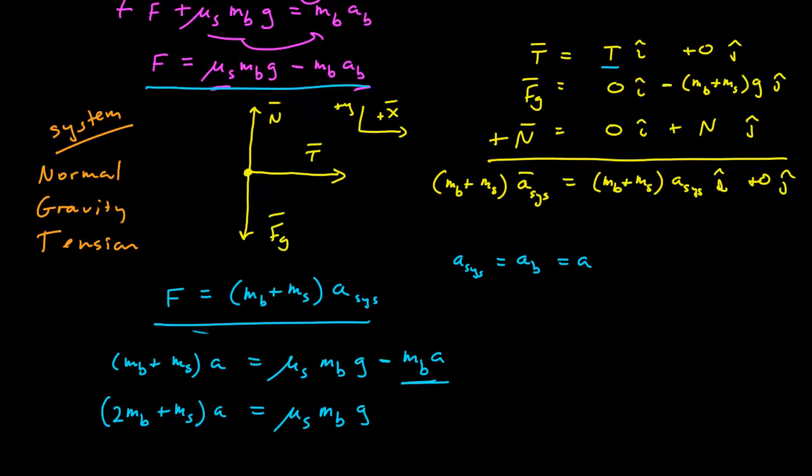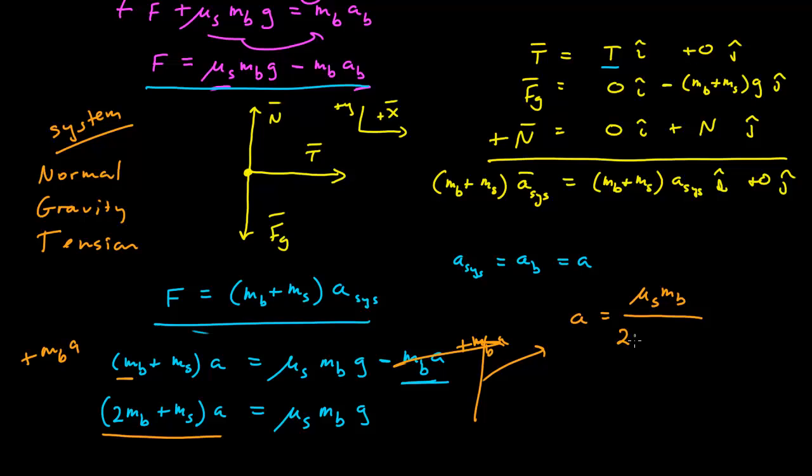And you see how that works if I add the mass of the block times A to each side. This cancels, and I get a second mass of the block term when I factor out the A and combine it with this. So that gives me now my acceleration. My acceleration is equal to the coefficient of static friction, mass of the block, over twice the mass of the block plus the mass of the sled, times G.